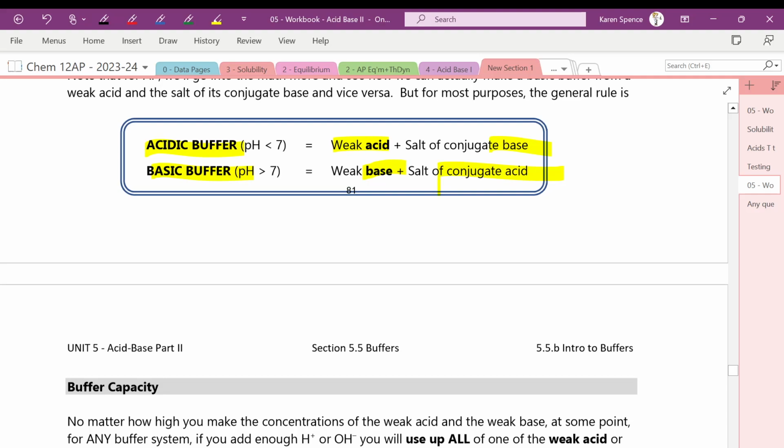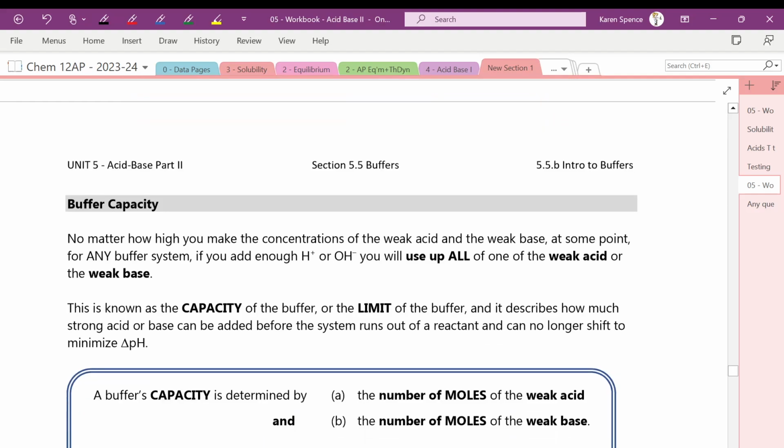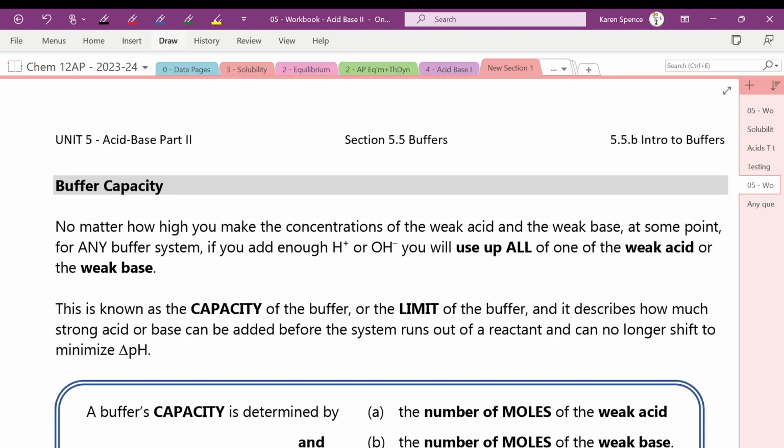Buffer capacity. No matter how high you make the concentrations of the weak acid and the weak base, at some point for any buffer system, you can add enough H and OH to overwhelm that buffer. You will use up one or the other of the weak acid and the weak base.